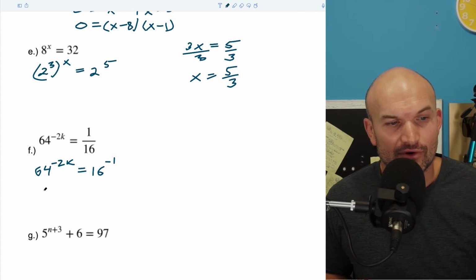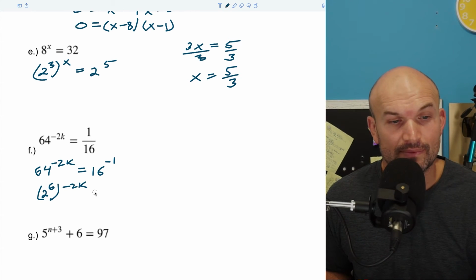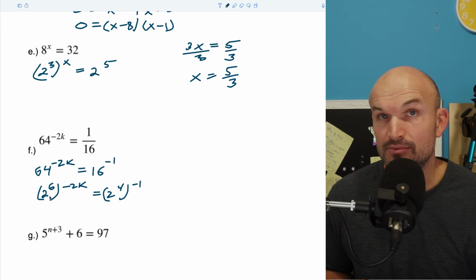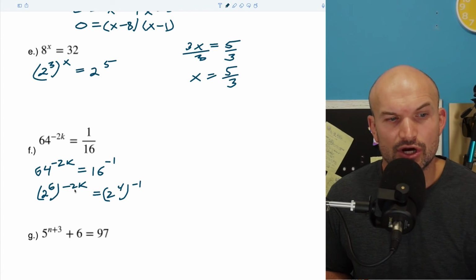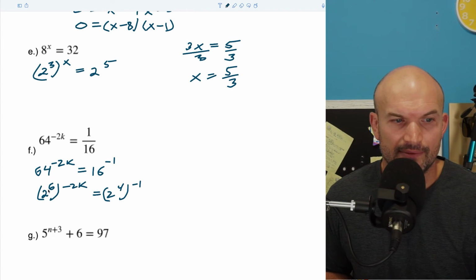So 64 can actually be written as 2 to the 6th power, and that's going to be raised to a negative 2, okay? And then 16 can be written as 2 to the 4th power. So that'd be 2 to the 4th power raised to the negative 1st power. And again, notice how I'm using my parentheses in this case. So therefore, we can make sure that we multiply those.